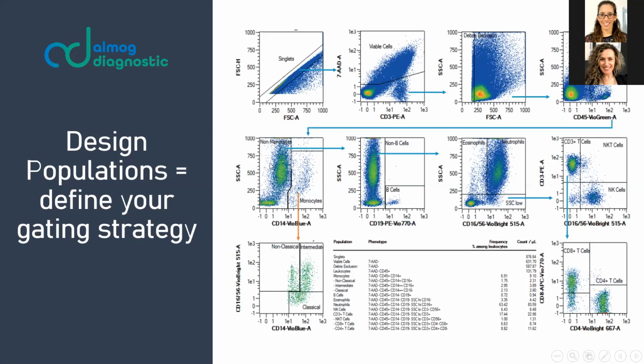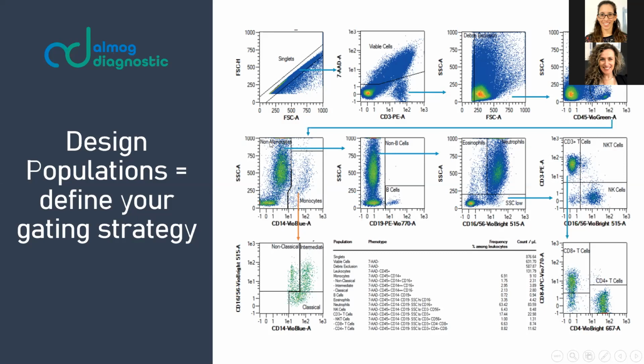After that, we are going forward, and we are looking at monocytes. So we are looking at CD14. We get our monocyte population here, and the non-monocytes, of course, are negative to CD14. So if we want to define classical, intermediate and non-classical monocytes, we can look at this gate here and again look into CD14 against CD16. So here we get this separation of non-classical, intermediate, and classical monocytes.